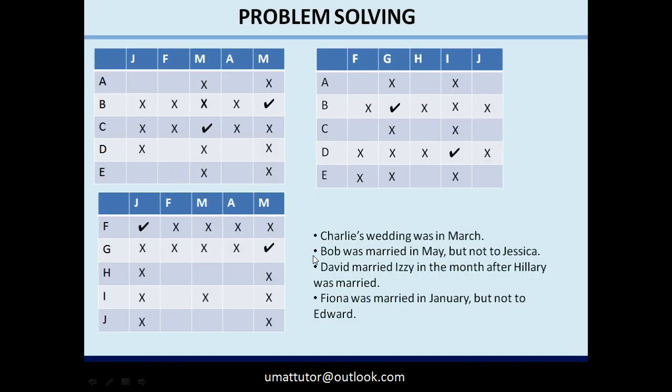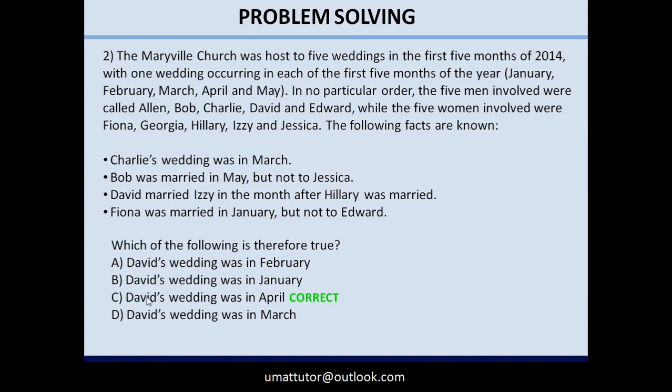And from there, you have to work out that the key is that David married Izzy after the month Hillary was married. So we have to have a situation where Hillary was married in 1 month and then Izzy in the one after. So this can't happen because Hillary can't be married in January. This one can't be because Izzy can't be married in March. This is the only scenario which works, with Hillary being married in March and Izzy in April. So therefore Izzy is married in April to David, therefore David is also married in April. So option C is correct.